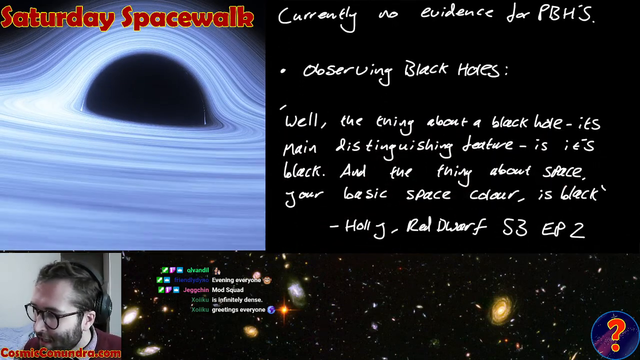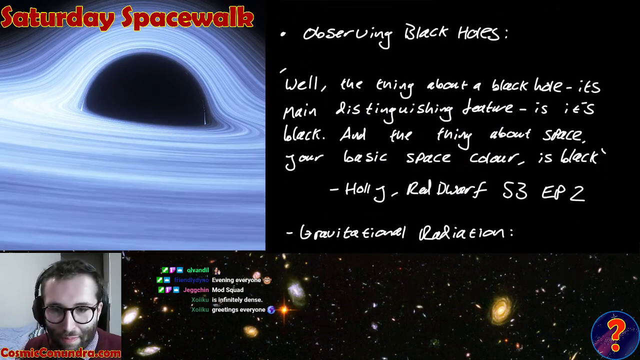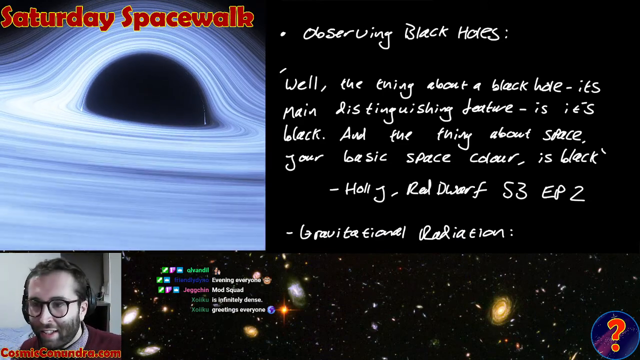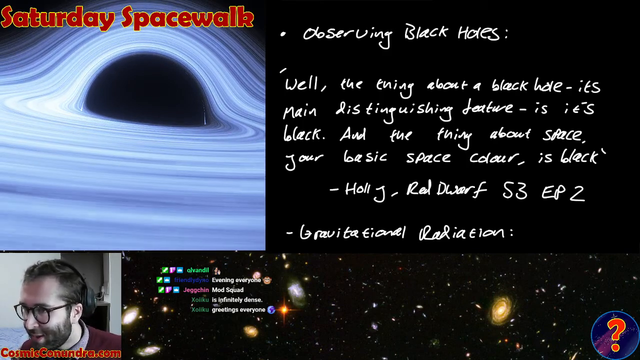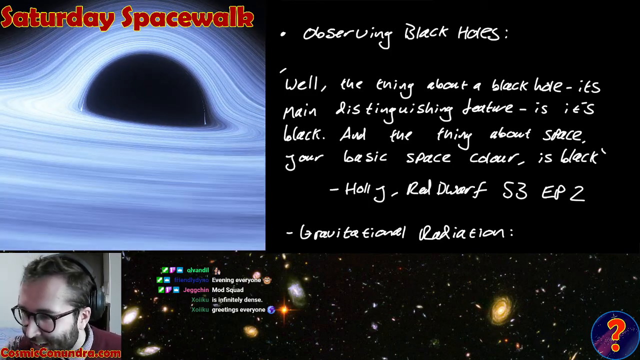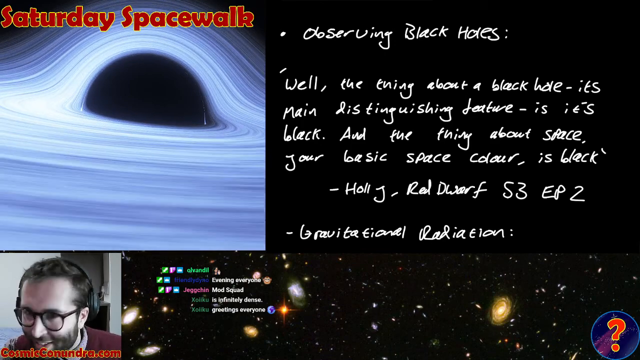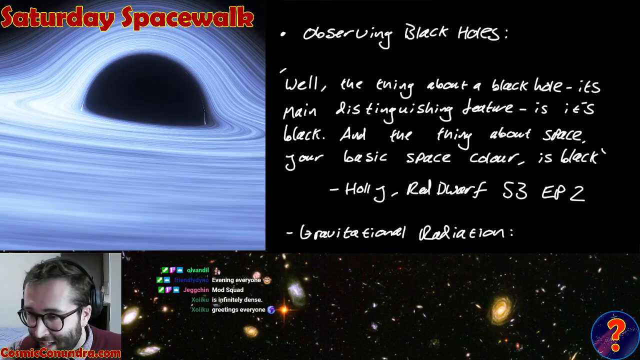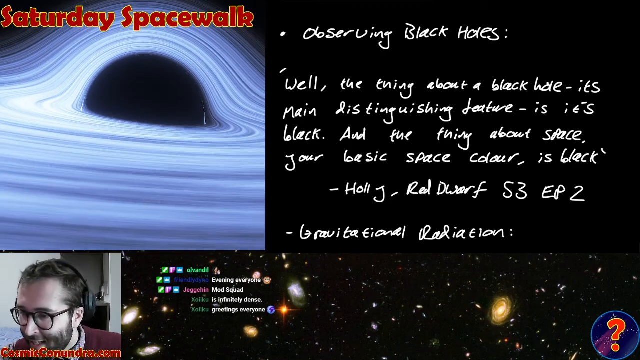So how do we know these things actually exist? How do we observe black holes? Well, there's this nice quote from the sort of sci-fi comedy series Red Dwarf, which is that the computer of the ship, Holly, says, well, the thing about a black hole, its main distinguishing feature is it's black, and the thing about space, your basic space color, is black. So that's a pretty good summary of why black holes are hard to see. They're very black. They don't emit significant radiation that you could reasonably pick up, and space is also black.